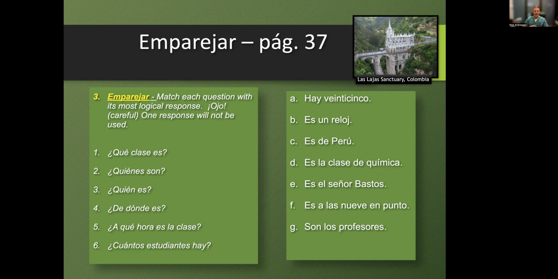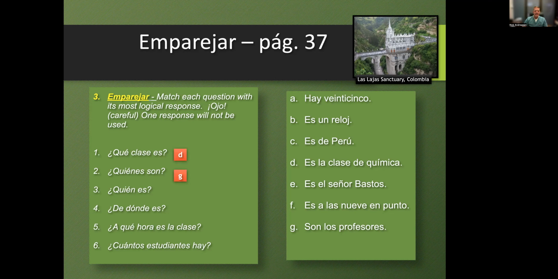Okay, muy bien. Número 1, clase repita. ¿Qué clase es? D. Es la clase de química. Número 2. Clase repitan. ¿Quiénes son? La letra G, son los profesores. Clase, repitan, son los profesores. So who are they? They're the professors.